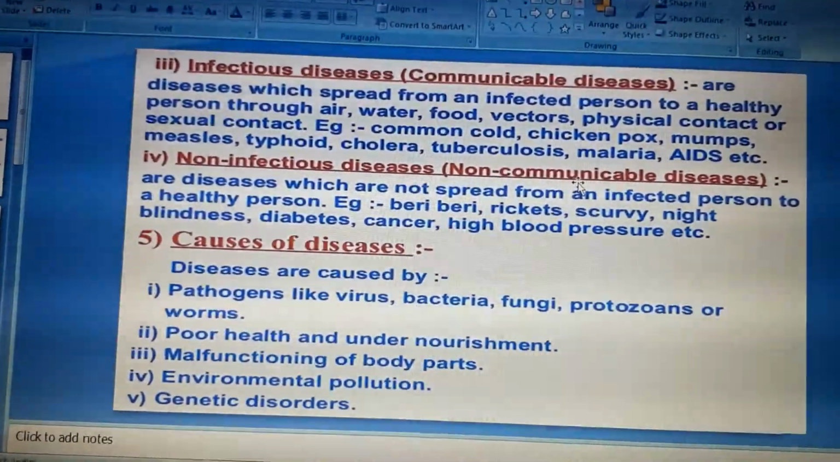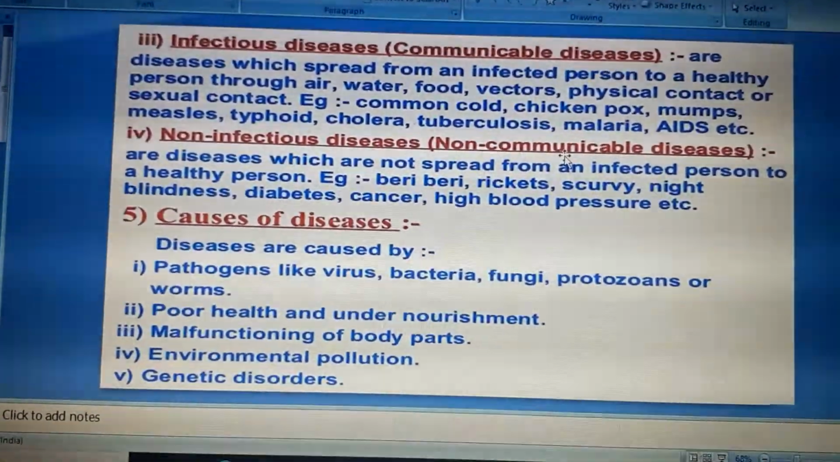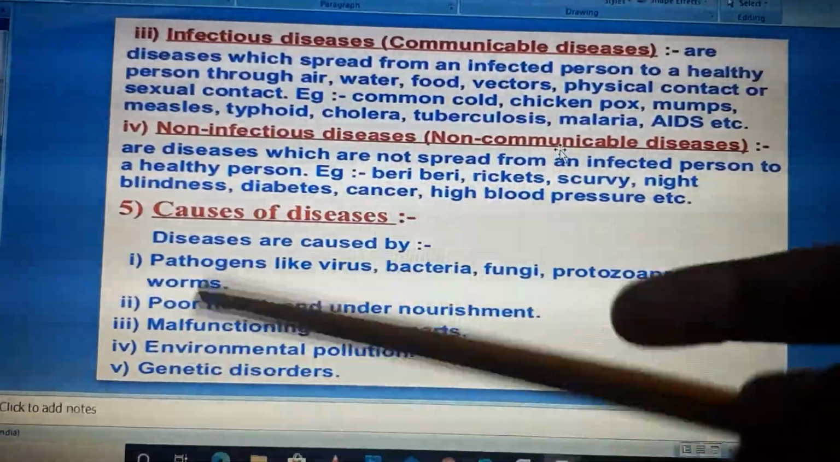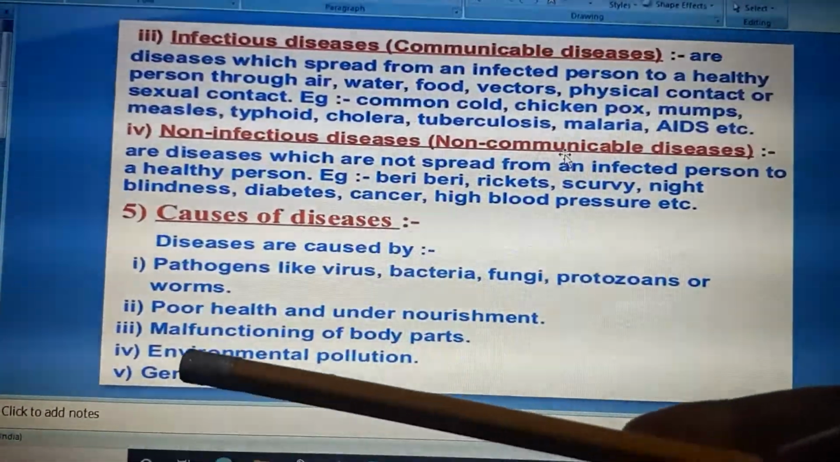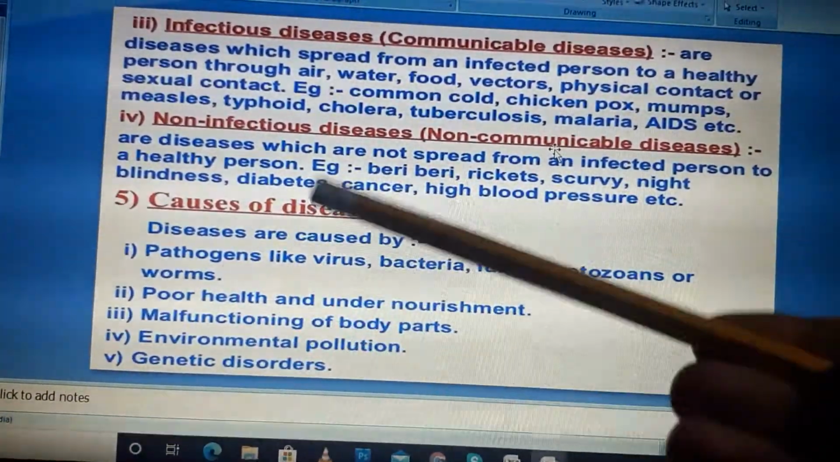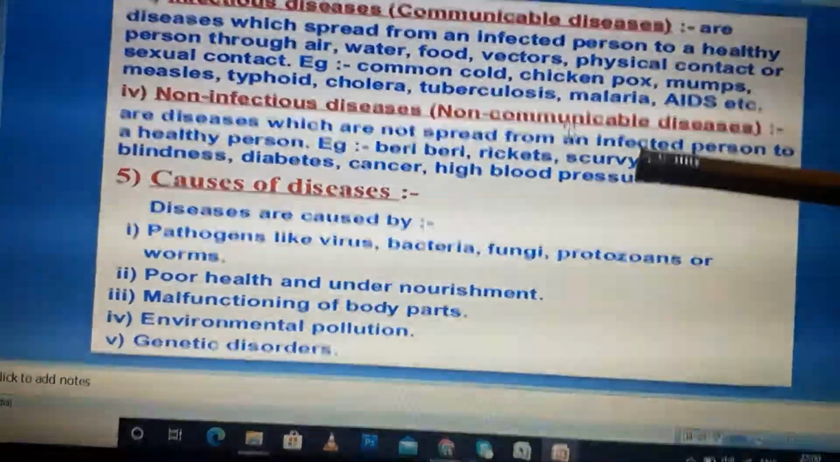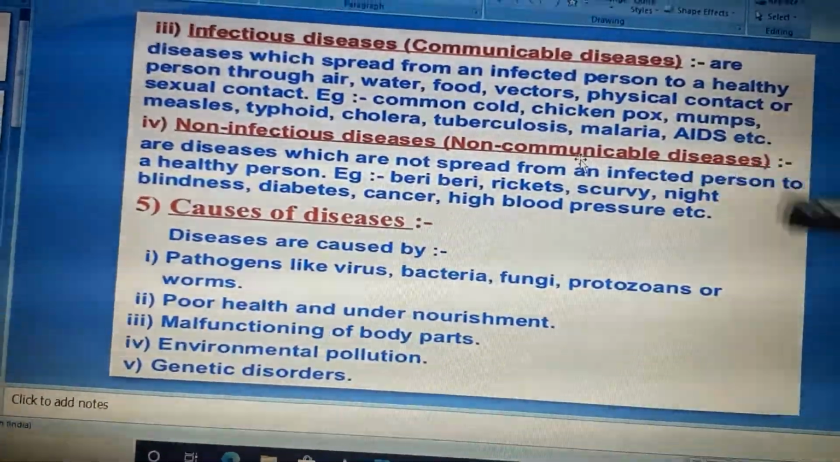The fourth kind of disease is non-infective disease. These are non-communicable diseases. That means they do not spread from one infected person to a healthy person. They build up inside the body just due to the deficiency of some minerals, vitamins, or other things. These include beriberi, rickets, scurvy, night blindness, diabetes, cancer, high blood pressure, etc.